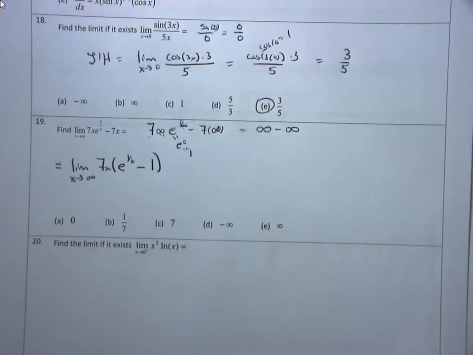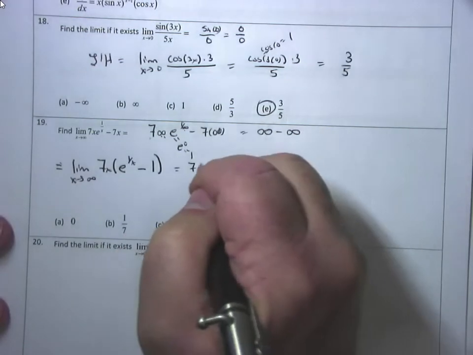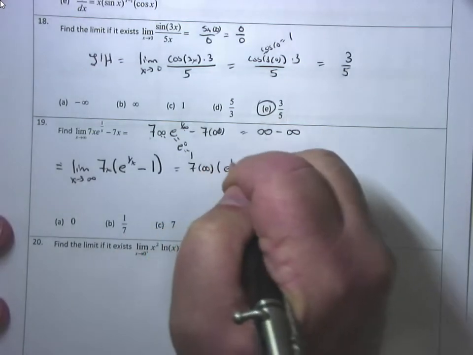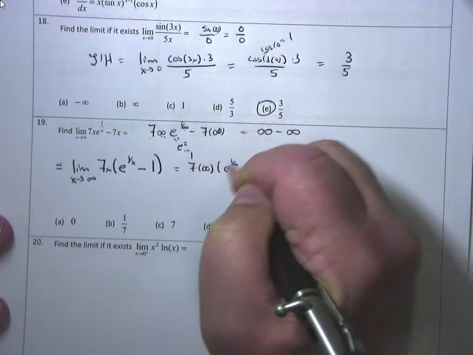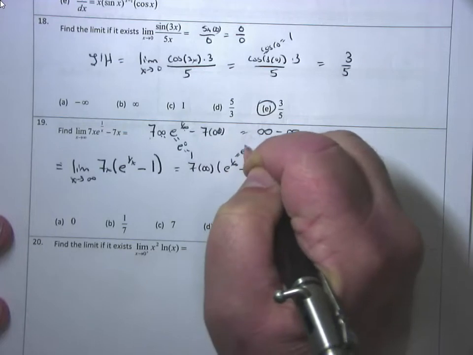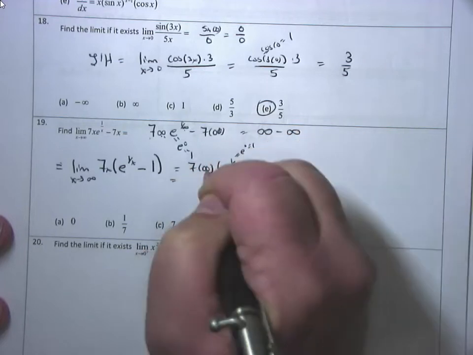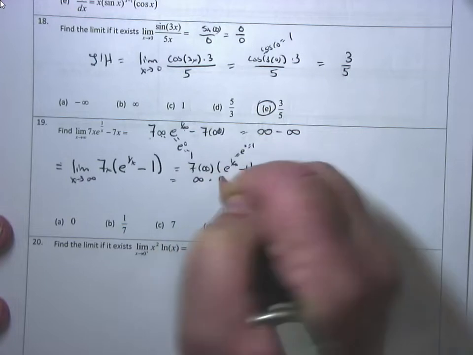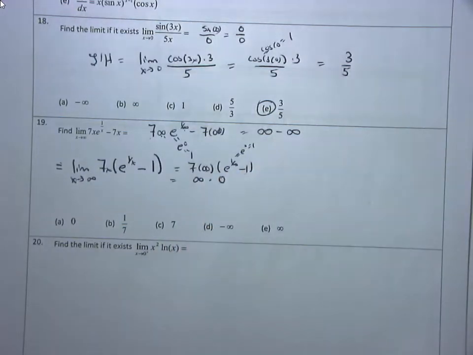Now when I plug in infinity, it turned it into this: 7 times infinity times e to the 1 over infinity minus 1. 1 over infinity is 0, and e to the 0 is 1. This is 1 minus 1, so this is 7 times infinity, which is infinity, times 0. I went from infinity minus infinity, indeterminate non-L'Hopital's rule type, to infinity times 0, non-L'Hopital's rule type. But the trick was, with infinity times 0, I got to stick one of these guys in the denominator.